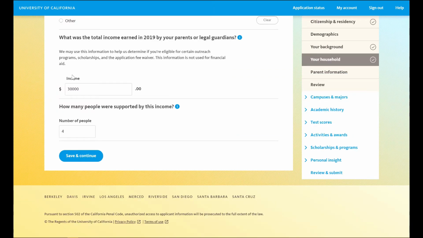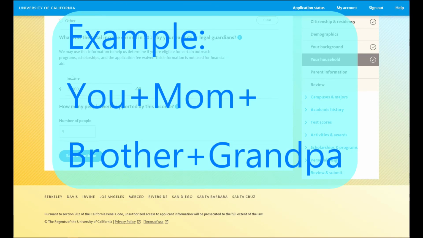The next section asks, what was the total income earned in 2019 by your parents or legal guardians? Please note this information is not used for financial aid purposes. You will need to ask your parents or legal guardians their total income. Please note that legal guardians must have been given guardianship for you through the court system. For example, if you're living with your grandparents, but your parents still have legal guardianship over you, you must put your parents' information down. Once you know the income, you will enter that number here.